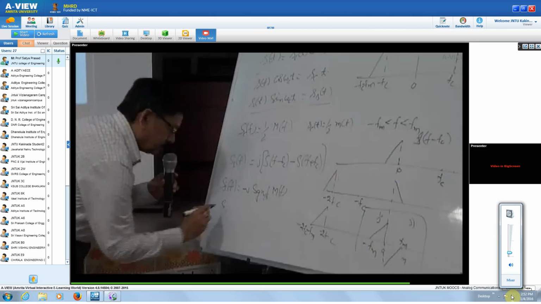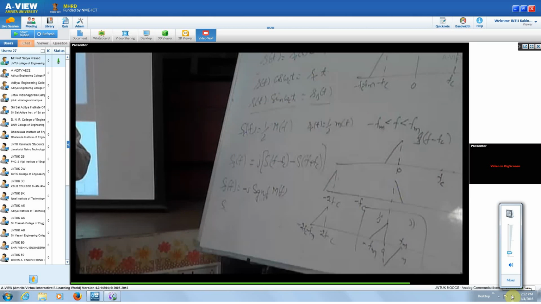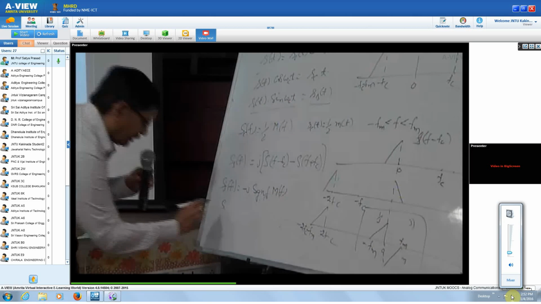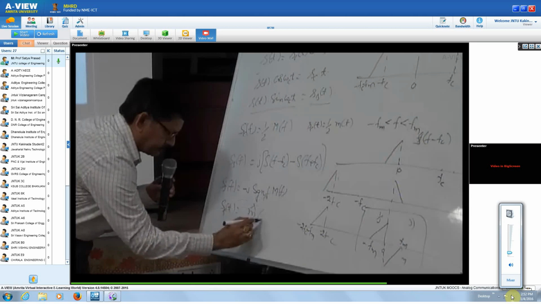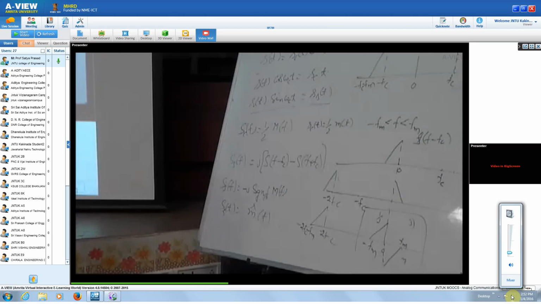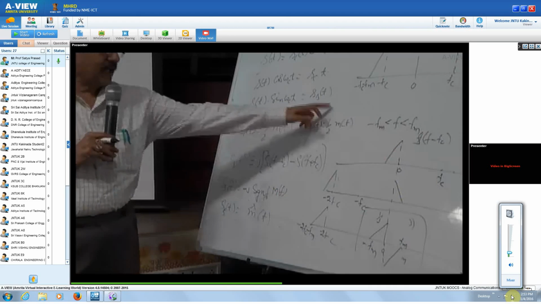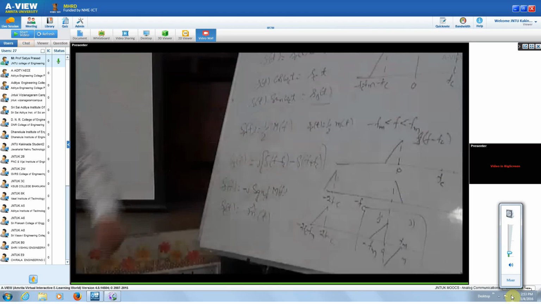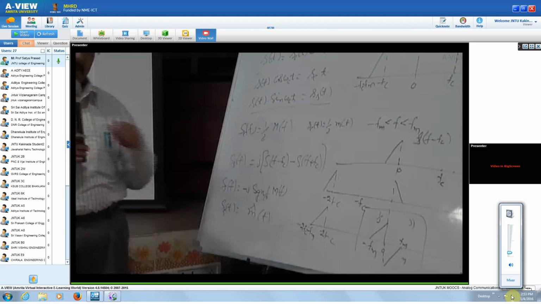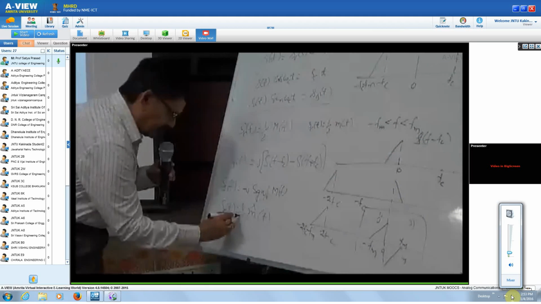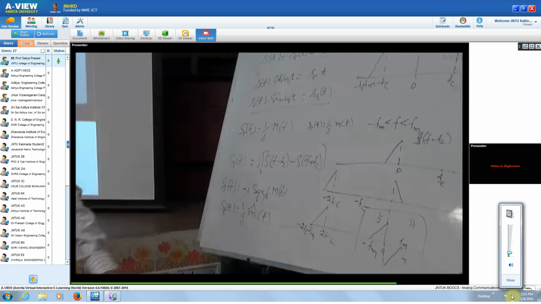Therefore, S of t is m hat of t. Anyway, as we have 1 by 2 here, here also we are going to have the 1 by 2, because we are multiplying with cos omega ct, cos square omega ct. So that 1 by 2 will be coming. Therefore, here also we are going to get 1 by 2 m hat of t.